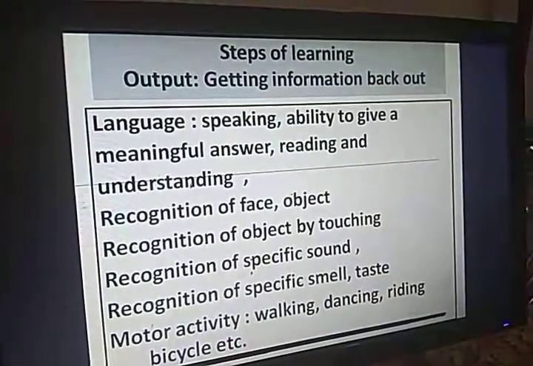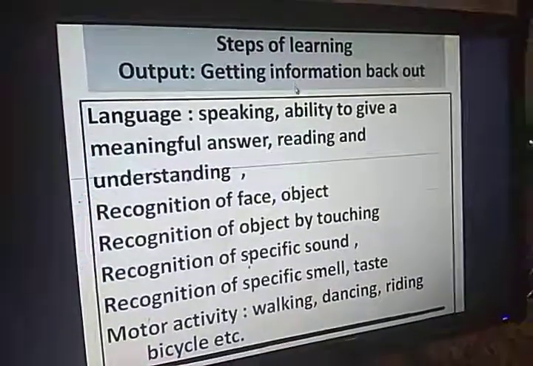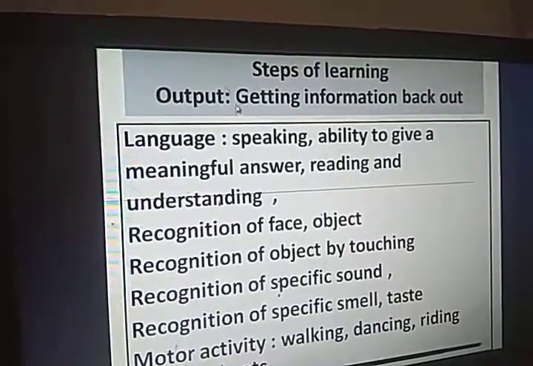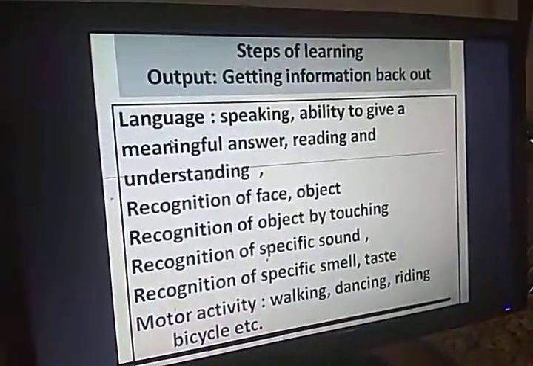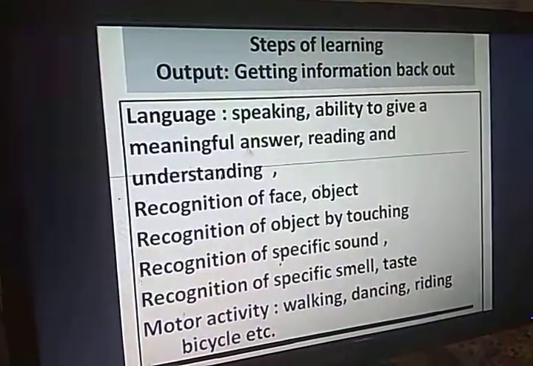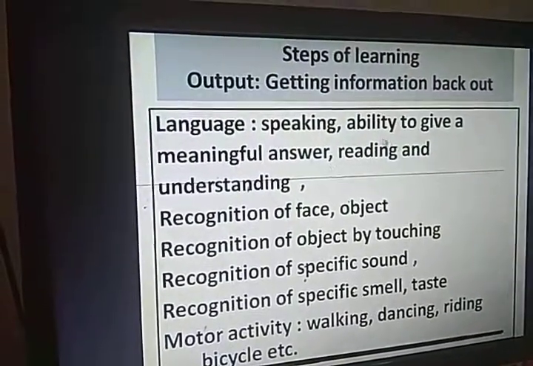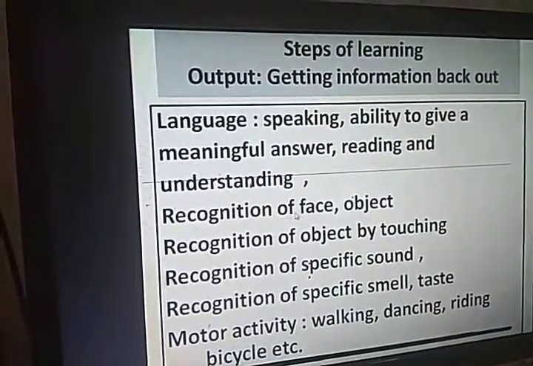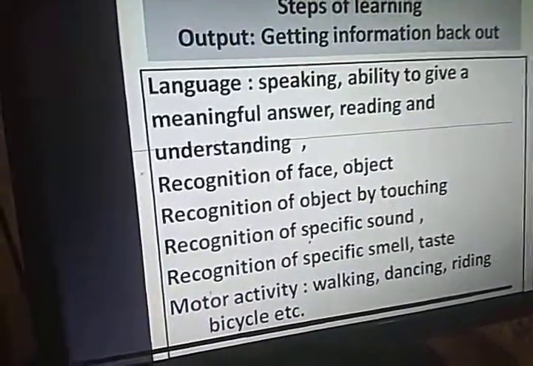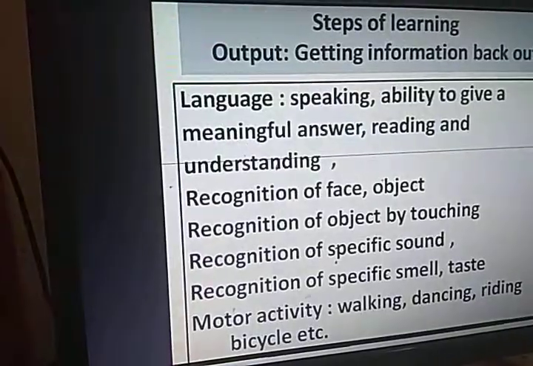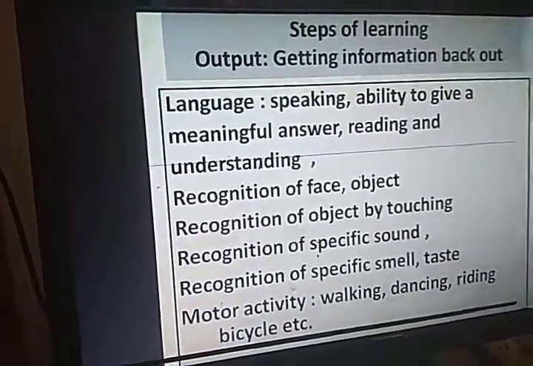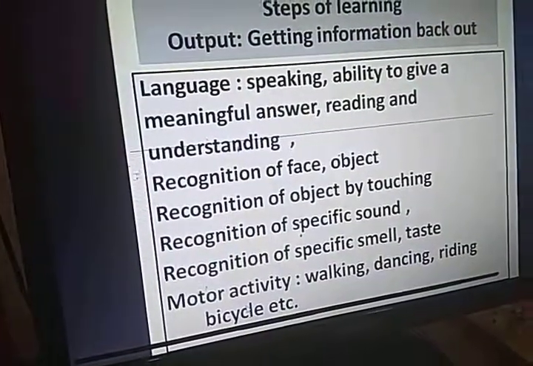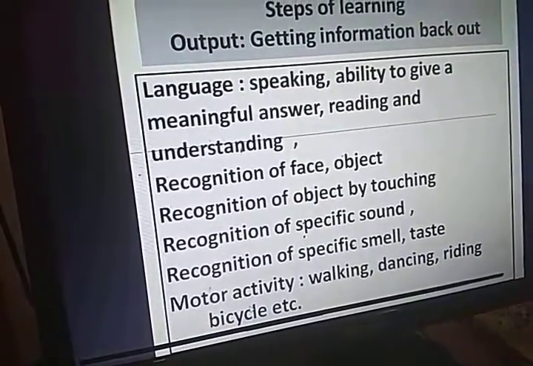The final step, output, getting information back out. This is the final step of learning. When a learning process ends, we have learned something, and we can understand it by seeing the output. So output is of different types. Language: we can understand when we speak, the ability to give a meaningful answer, reading, understanding. This means we have learned something. Recognition of a face, recognition of an object by touching, recognition of a specific sound, specific smell, taste. These are learning outcomes. And also motor activity is a learning outcome. Walking, dancing, riding a bicycle, these are another type of learning.